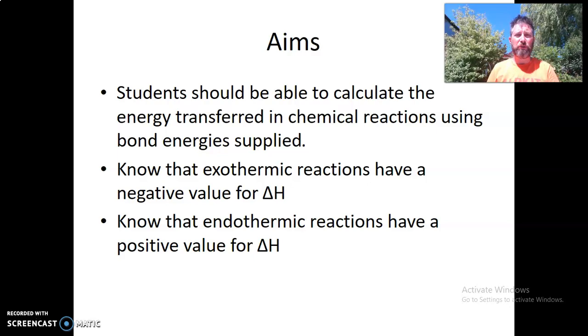Right, so you should be able to calculate what we call the energy transferred in chemical reactions using the bond energies. I'll explain what that is and why that works. And then to be able to use the value for delta H, the energy change, to say whether reactions are exothermic or endothermic based on whether they have negative or positive values. And if you've watched the previous videos with activation energy and the one before to do with exothermic and endothermic, this should be familiar. So this is kind of putting the icing on the cake. So let's get started, if I can make the tech work.